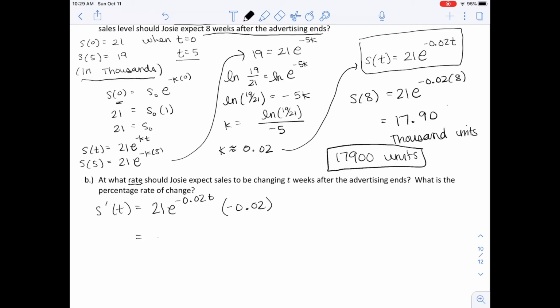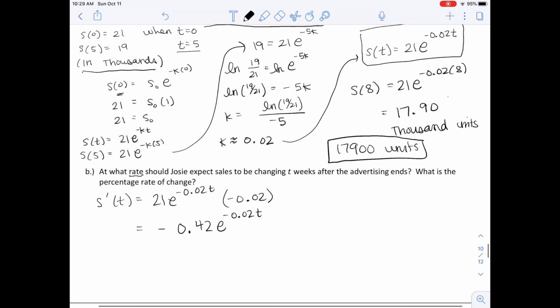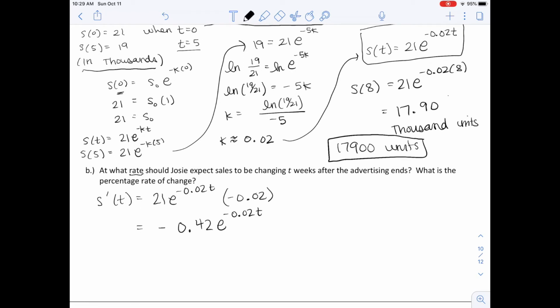Simplifying this, we end up with negative 0.42 e to the negative 0.02t. This is our function that we would have in order to figure out the rate of the expected sales to be changing t weeks after the advertising ends. And it says, what is the percentage rate of this change?